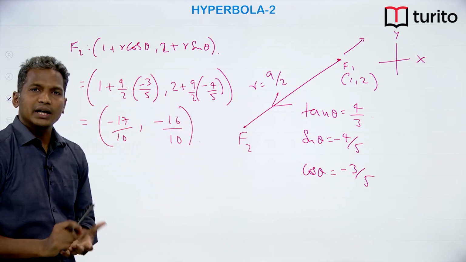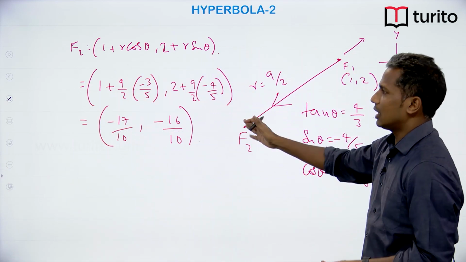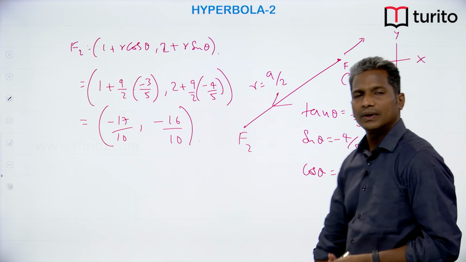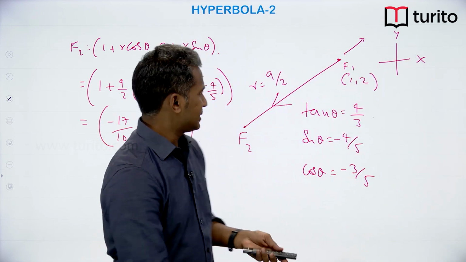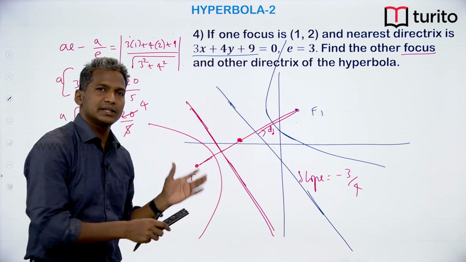So, this way we can get the coordinates of the other vertex, okay. So, we got the other vertex using this idea. Now, I will calculate the directrix. So, to get the directrix, again let us go back to the earlier setup.